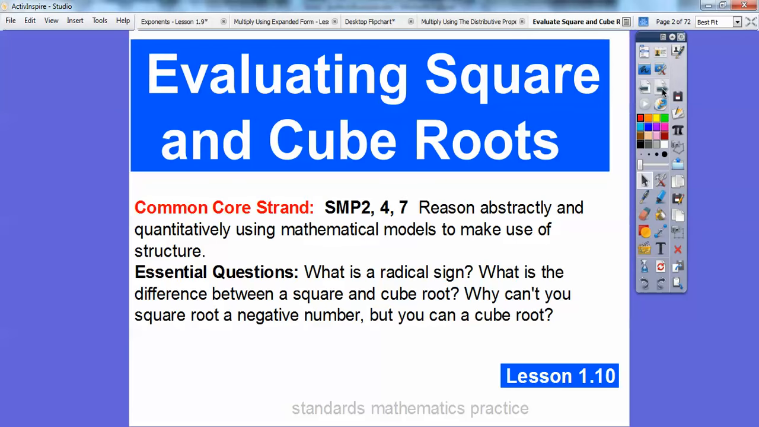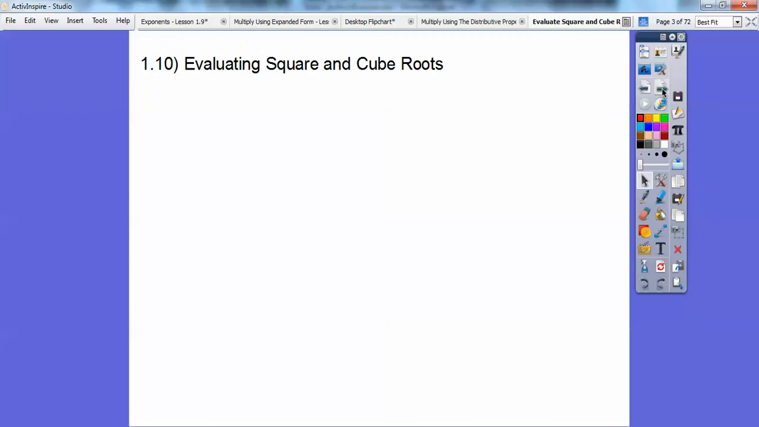So here's our Common Core standards. Basically, what's a radical sign, and what's the difference between a square root and a cube root? And why can't you square root negative numbers, but you can cube root negative numbers? We'll explain that in this lesson on evaluating square roots and cube roots.